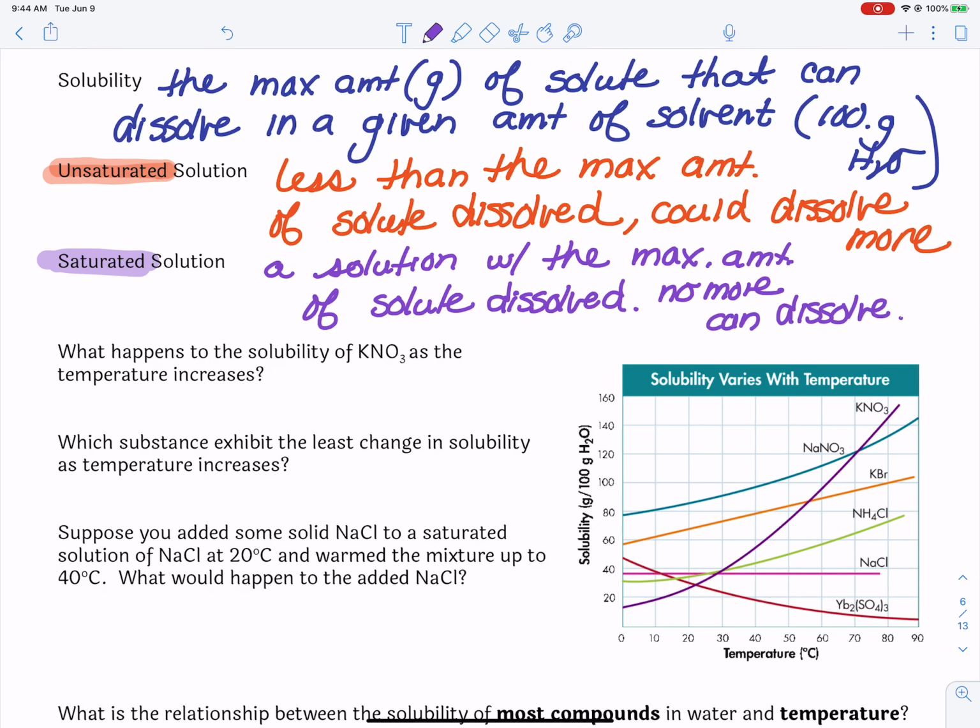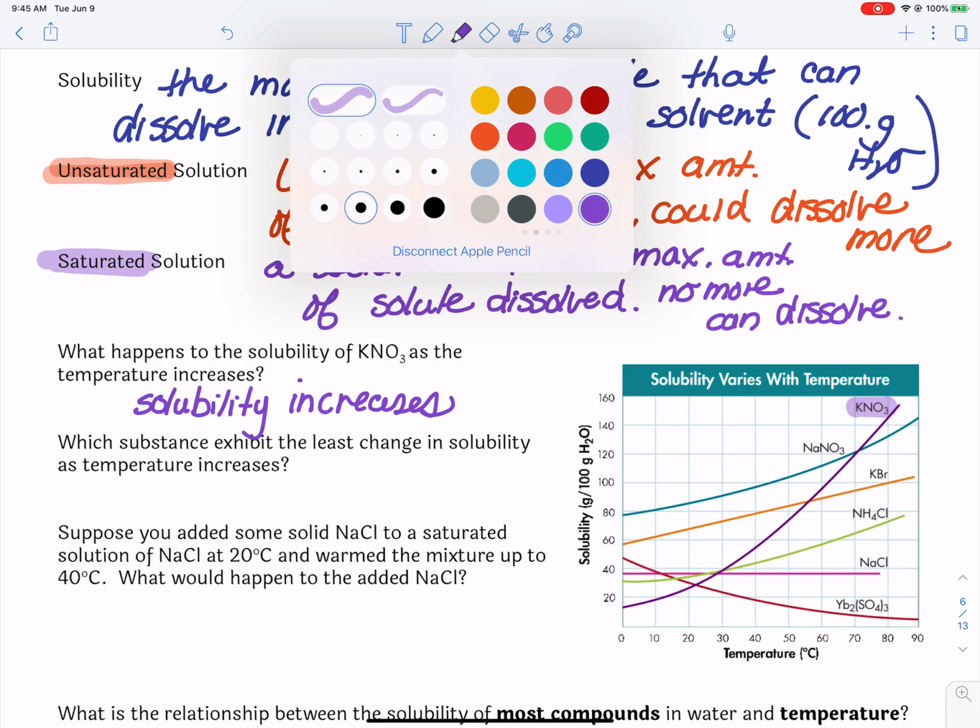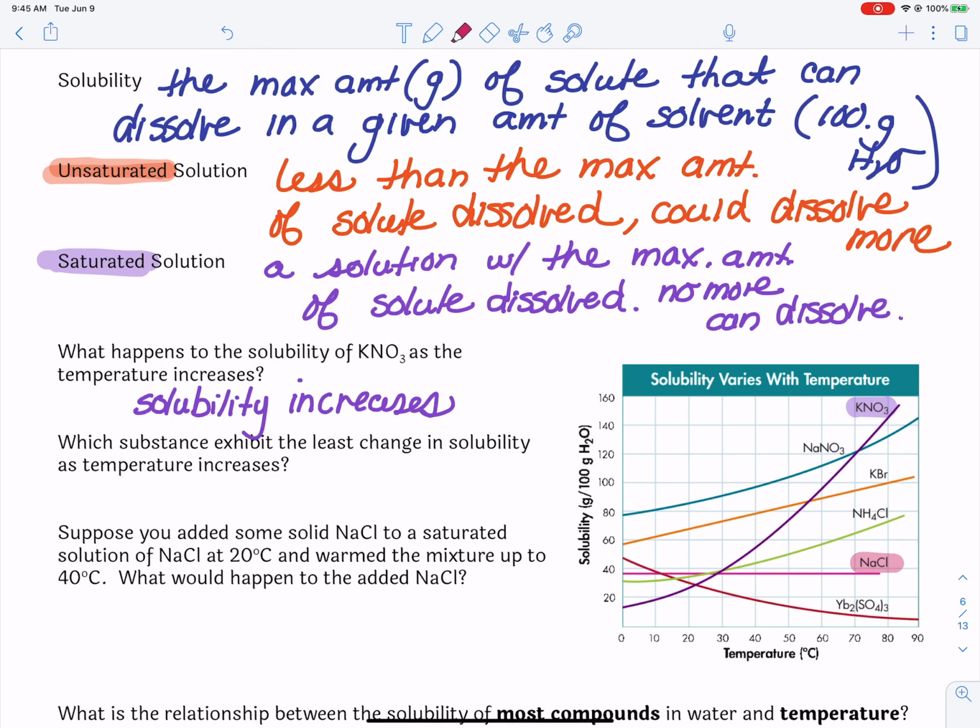So what happens to the solubility of KNO3 as the temperature is increased? So here's KNO3. You can see as the temperature increased, the solubility increases. Which, if you look at this graph, this is generally true, right? Which substance exhibits the least change in solubility as the temperature increases? If you look at this graph, I think you can see NaCl, right? NaCl just generally has a pretty stable solubility. The temperature does not necessarily change the solubility all that much.